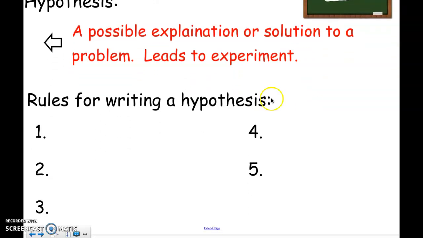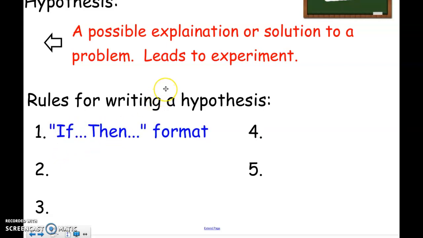Remember, there are some rules for writing a hypothesis. Try to think back, pause the video real quick if you want, and try to see if you can remember what those rules are for writing a hypothesis. All right, so first rule, and the order doesn't matter, is that it needs to be in an if-then format. So if this happens, then this is going to happen. If plants are watered with salt water, then their growth will increase or decrease or whatever.